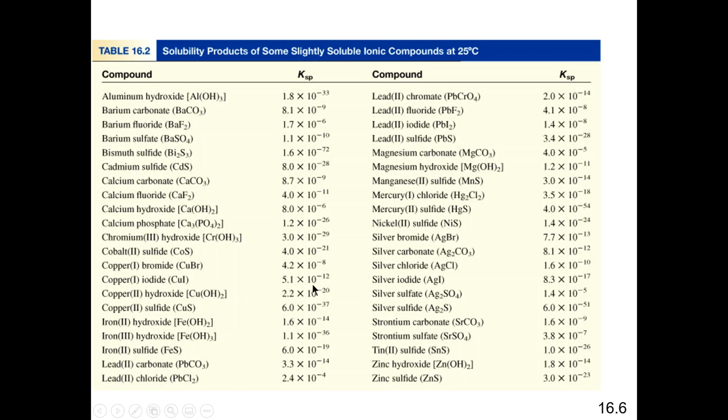All right, and as you can see, these numbers are very small. In fact, I think the largest number here is, let me see here, 2.4 times 10 to the minus 4 for lead-2 chloride, which is a very small number. And then, of course, you can get some extremely small values, such as nickel-2 sulfide. Its value for Ksp is 1.5 times 10 to the minus 24. And these numbers just basically reflect the fact that these compounds are very insoluble in water, all right?